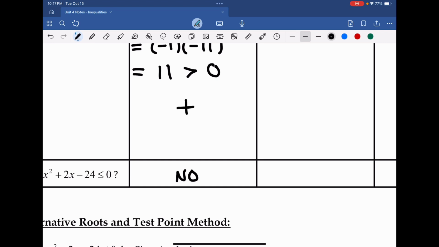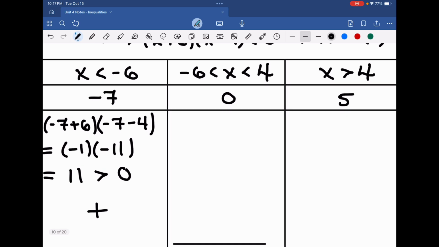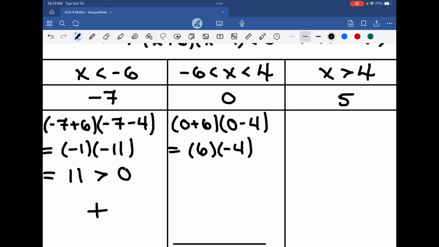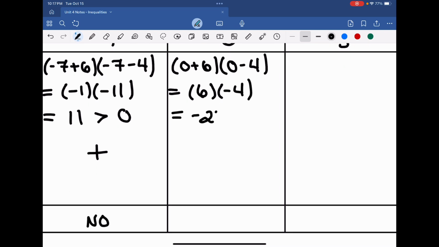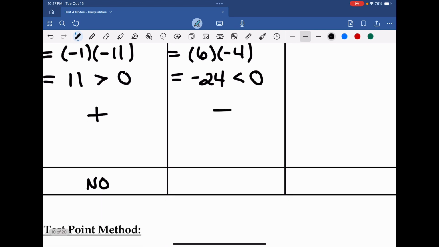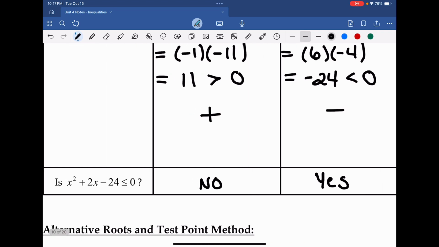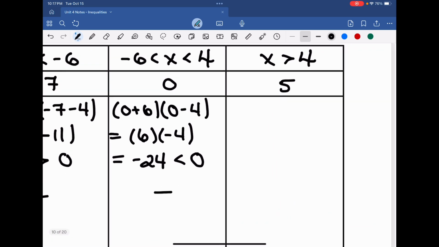Even if you wanted to, what you could do right below is just say, hey, this ends up being positive, and if it's positive, it's definitely not less than or equal to 0. All right, we're going to go to where x is 0. I'm going to plug 0 into the original inequality. It gives me 0 plus 6, and then 0 minus 4. This is the same as saying 6 times negative 4, which is equal to negative 24. And negative 24 is less than 0, meaning it's a negative value. And if it's negative, it definitely is less than or equal to 0. So in this portion, does it satisfy that it's less than or equal to 0? Yes, this value does.